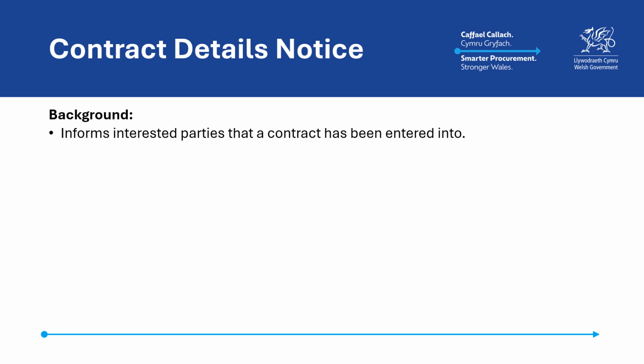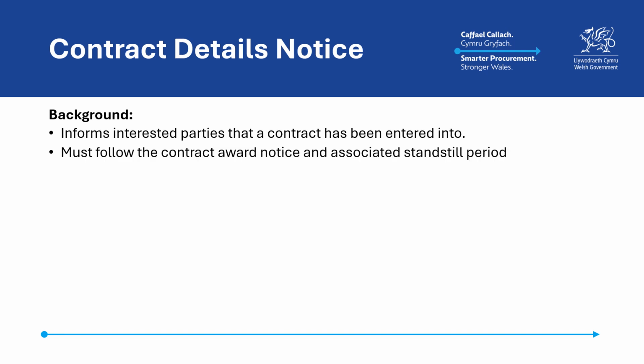The purpose of the notice is to inform suppliers and the public that the contracting authority has entered into a contract as the result of a procurement procedure. It must therefore always follow the contract award notice and any associated standstill period.